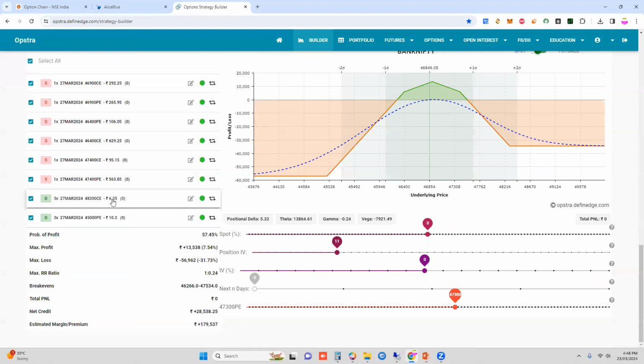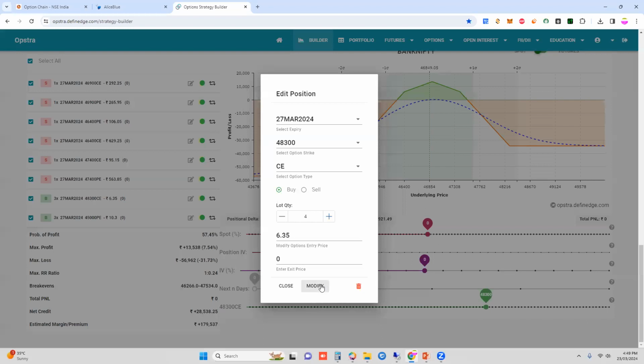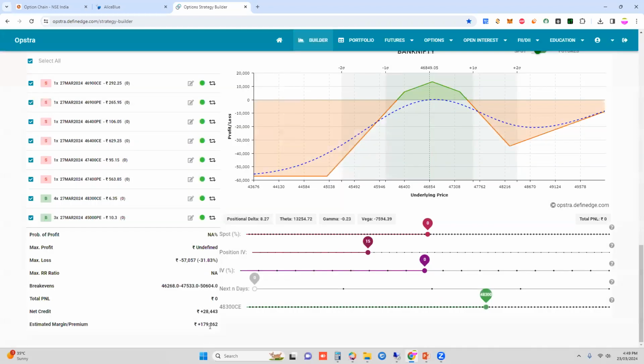For example, here we sold 3 different strike prices in the call option, so we have to hedge with 3 or more lots. Then only we get lesser brokerage. For example, instead of 3, if I just keep increasing this lot, what will happen? Our premium will just keep on reducing.